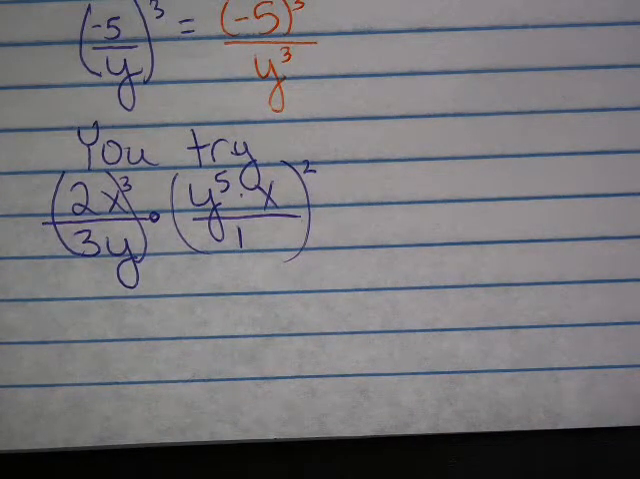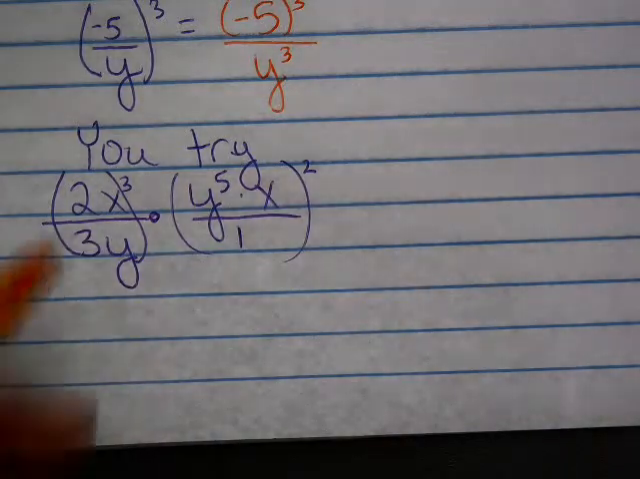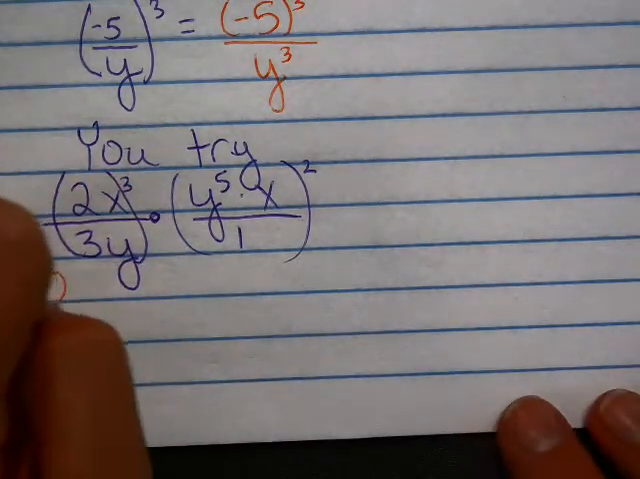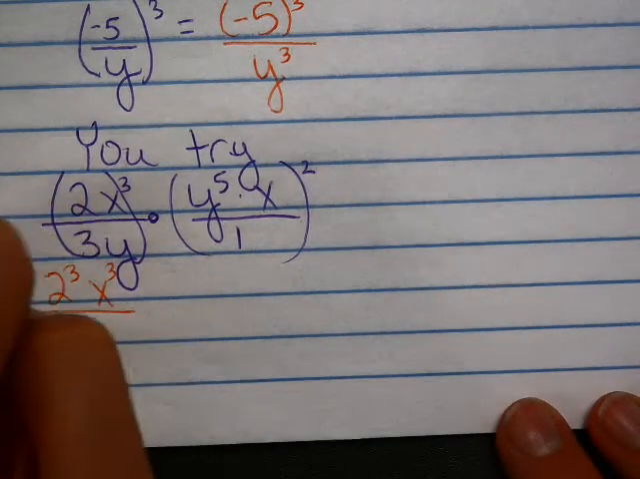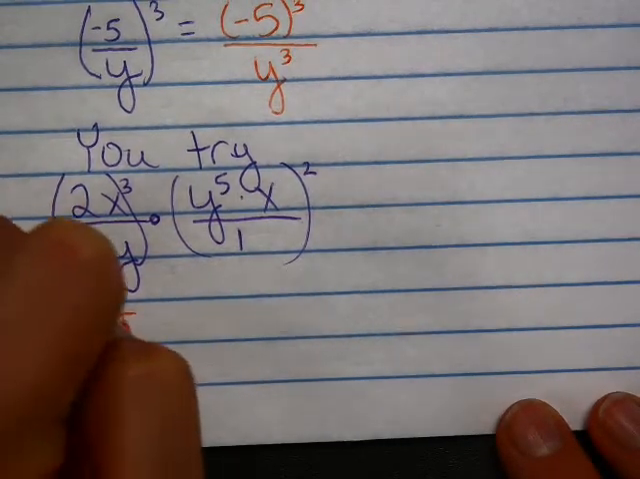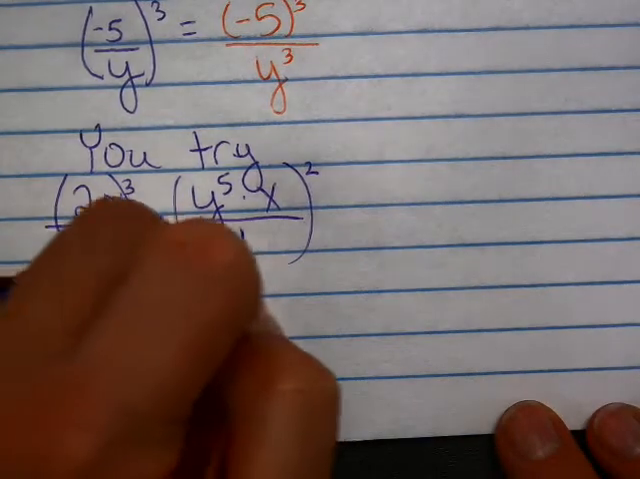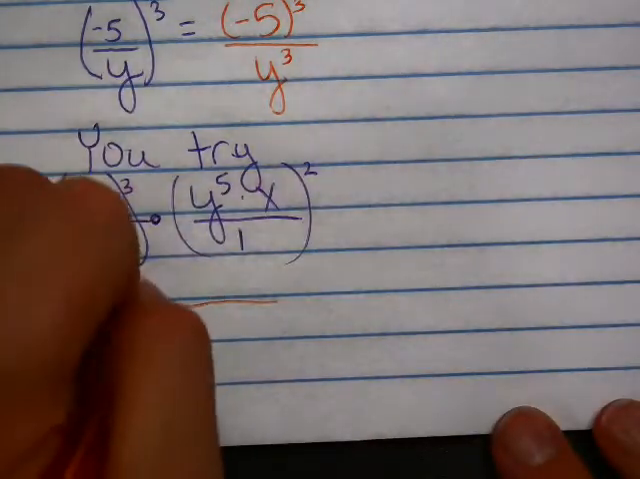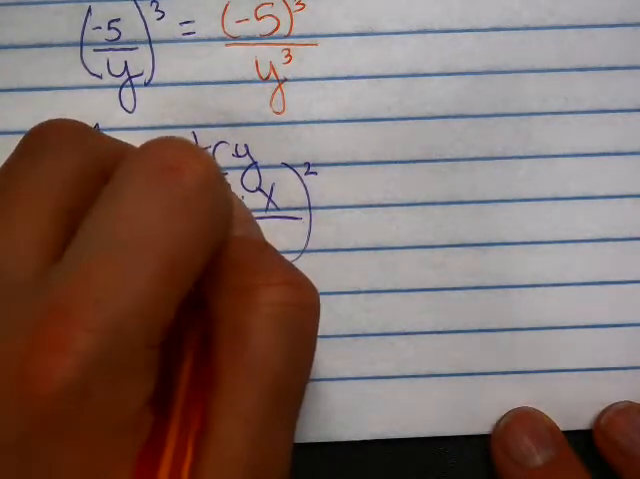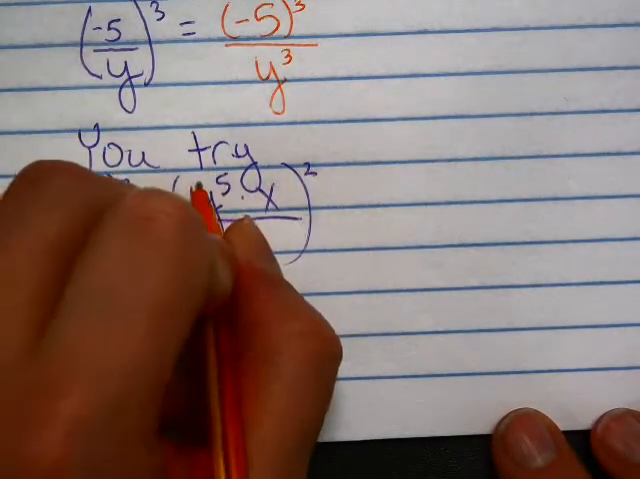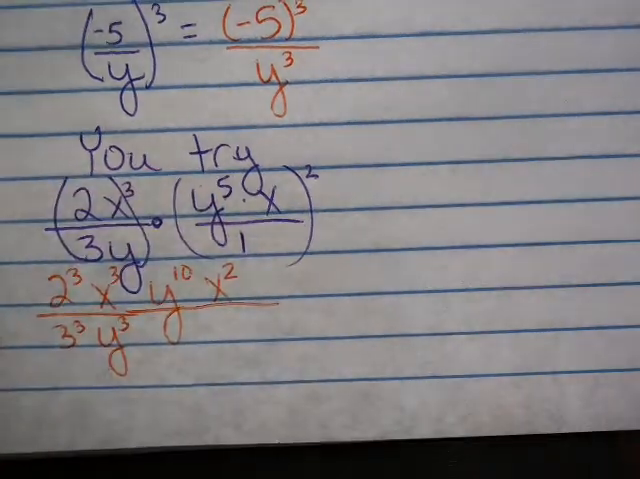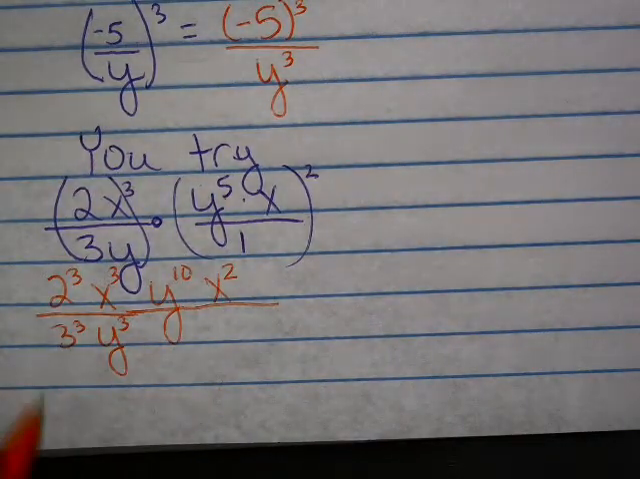Okay, hopefully you paused. If not, that's okay. So I'm going to distribute my 3, because it's 2 cubed x cubed over 3 cubed y cubed. And instead of doing a second, I'm just going to extend my division line. So I have y to the 5 times 2, it's a power to a power, so it's y to the 10th over x squared. And I don't need to rewrite my 1.